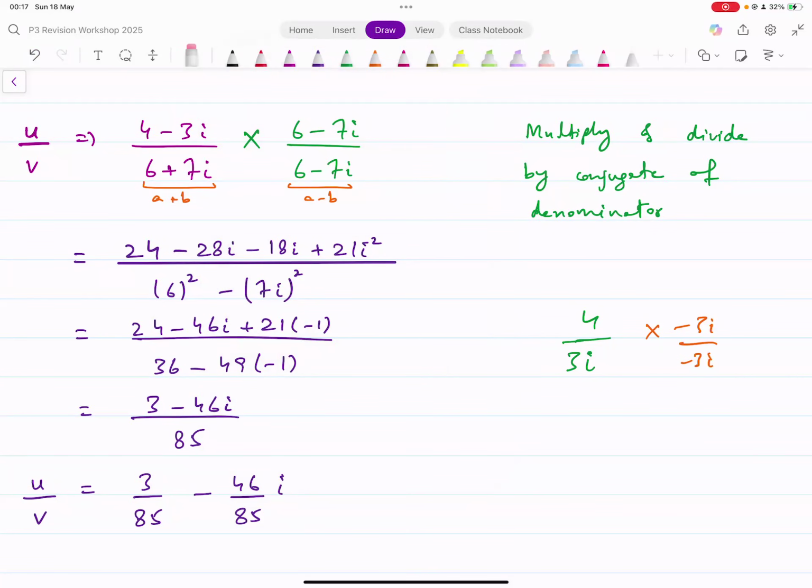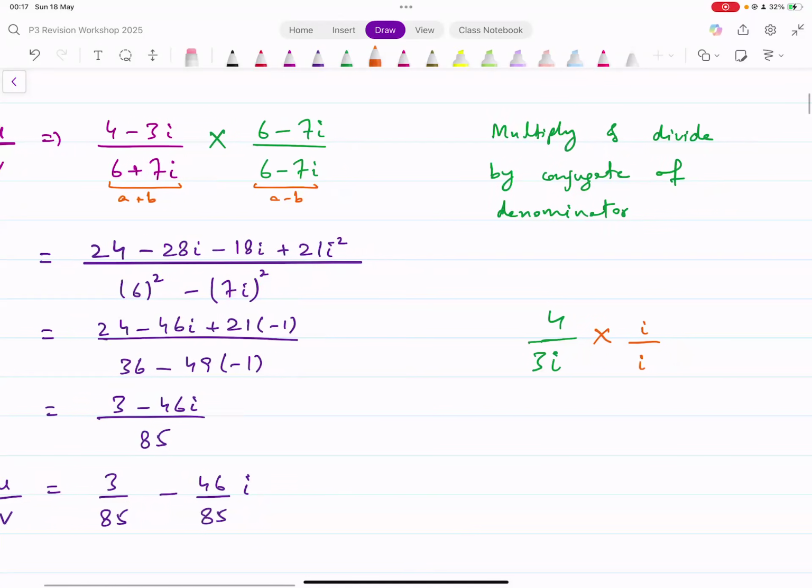However, in this case, it's much simpler to just multiply and divide by iota, and that will be sufficient because all you want is that you have iota squared in the denominator. So if you just multiply and divide by iota, that will be sufficient in this case.